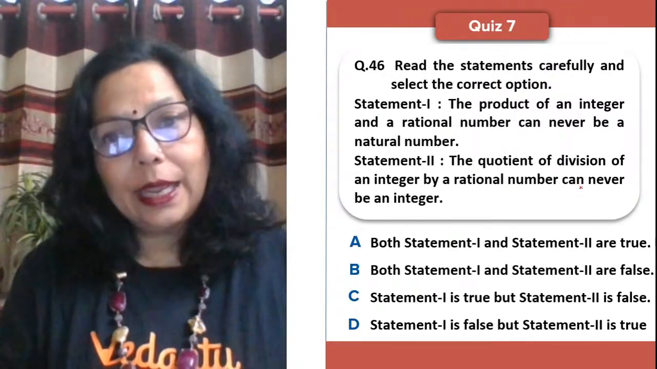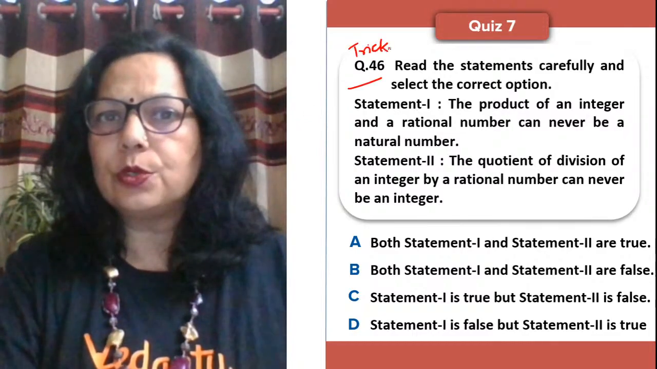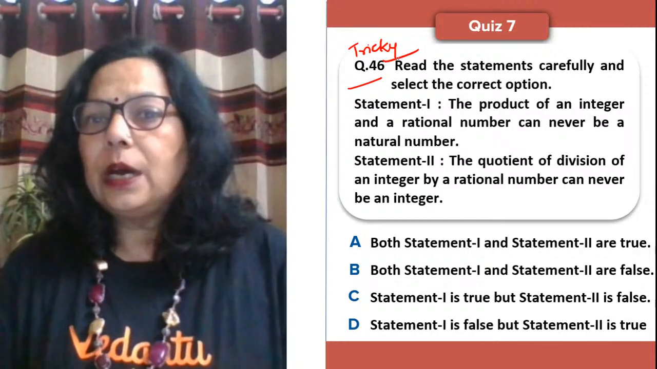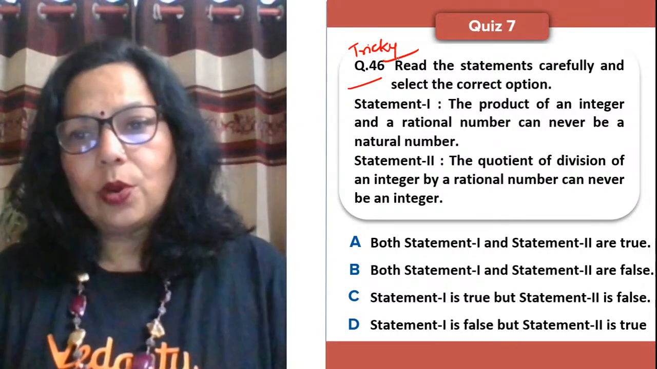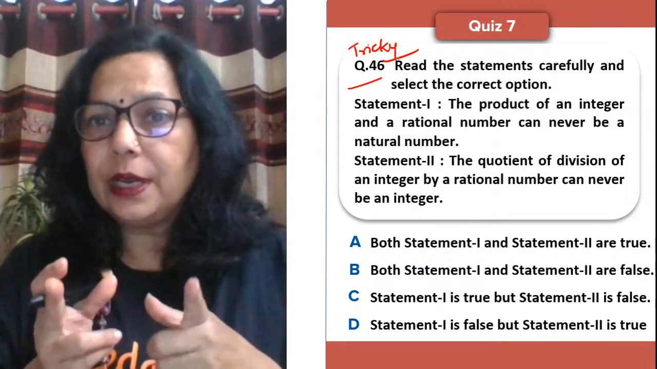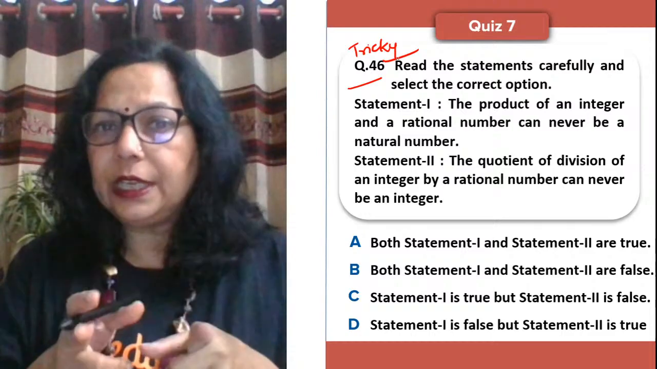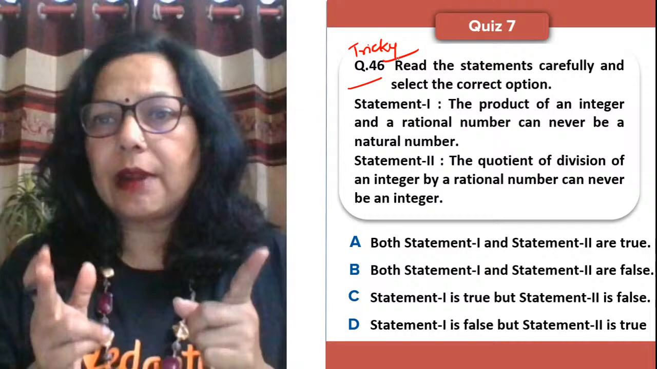Next question, again a tricky question to confuse you all. The product of an integer. In such questions you get confused, and generally you just read the true or false and tick. You have to read carefully. The product of an integer and a rational number can never be a rational number.